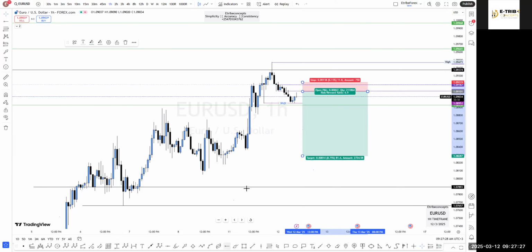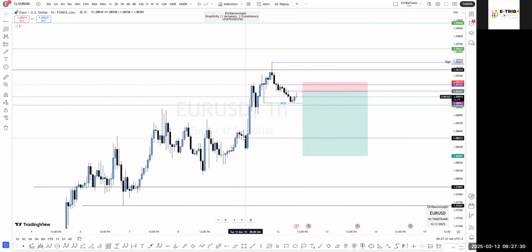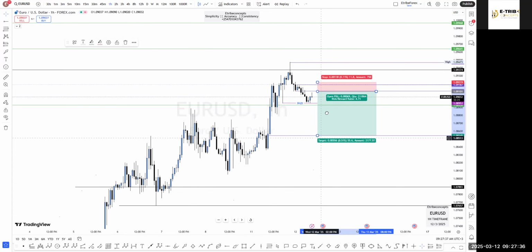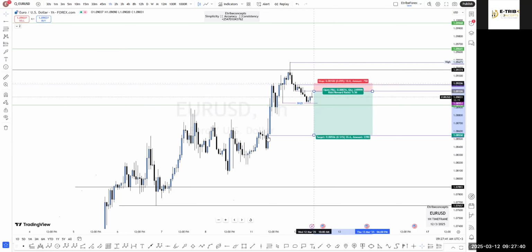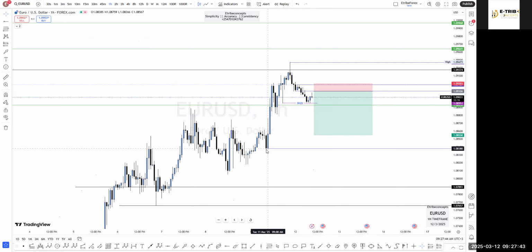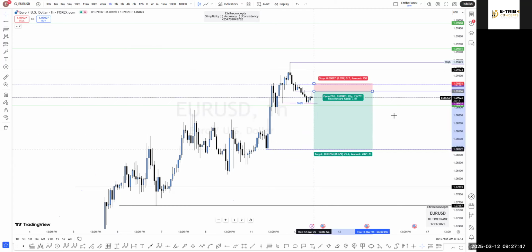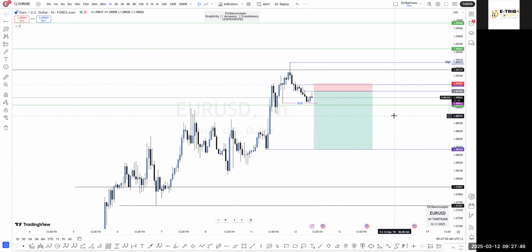Remember, today we have CPI, we'll also be talking about. So I'll be targeting this area. So that's an RR of 1 to almost 1 to 4. So we have that, and I can target up to this point. So that is my first trade idea on Euro USD.